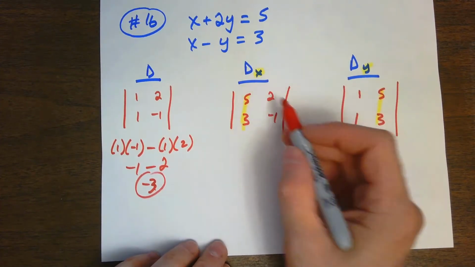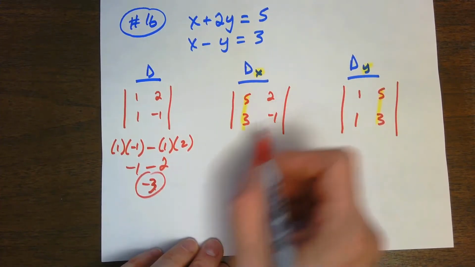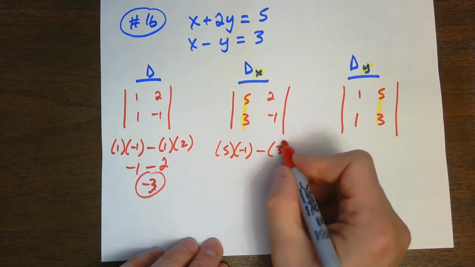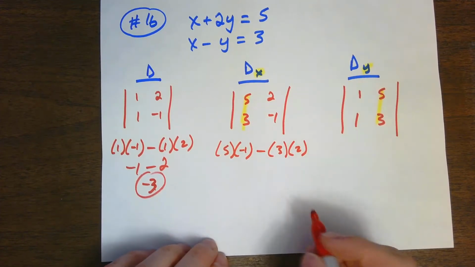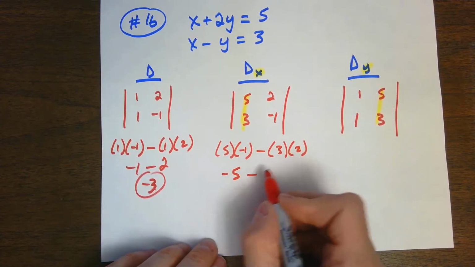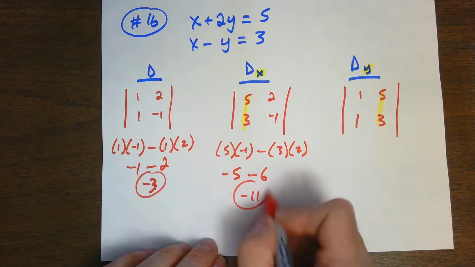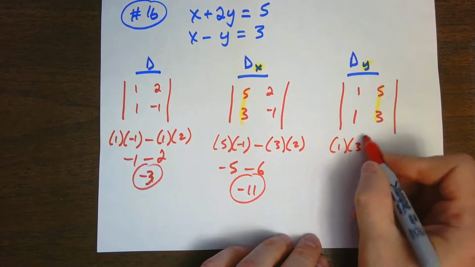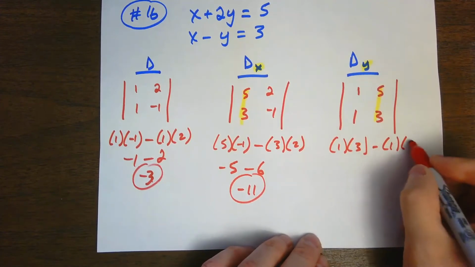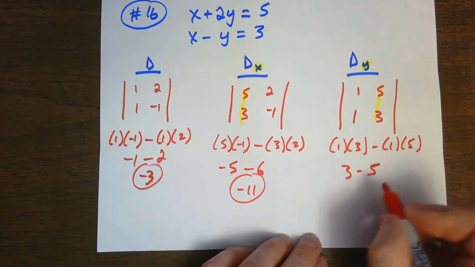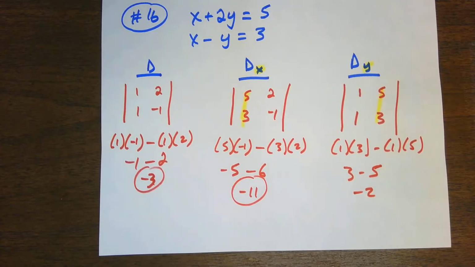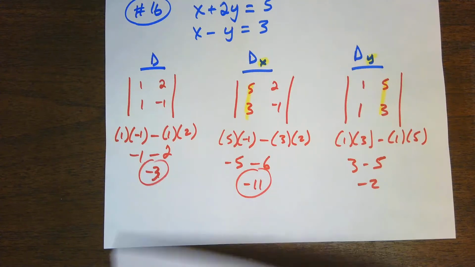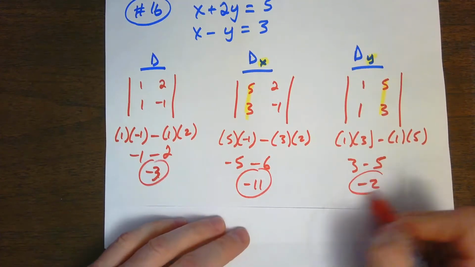Now the determinant with the x's replaced is going to be 5 times negative 1 minus 3 times 2. Negative 5 minus 6, negative 11. And then 1 times 3 minus 1 times 5. 3 minus 5 is negative 2. All right, horrible numbers here. Not very nice numbers. So let's put them all together now.